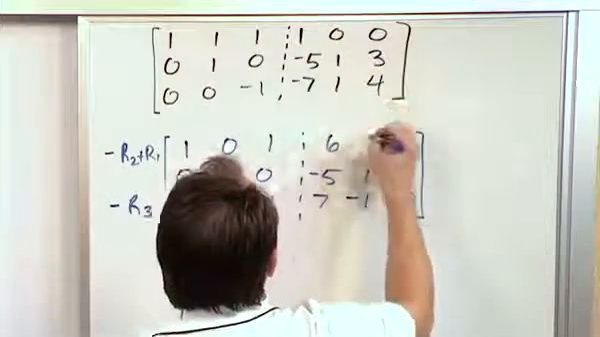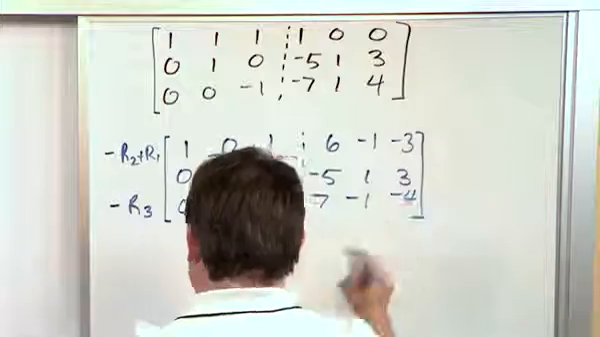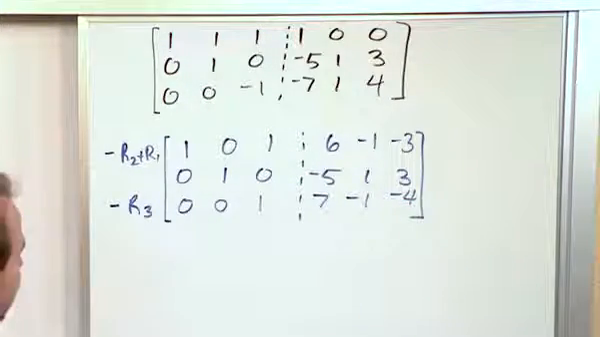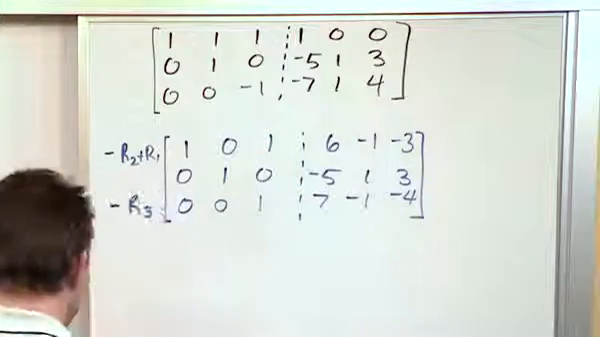Multiply this by negative 1 and add it, it gives me negative 1. Multiply this by negative 1 and add it, it gives me negative 3. So 6, negative 1, negative 3 on the right-hand side. Now the matrix is almost exactly where I want it, but I want to put a 0 here.